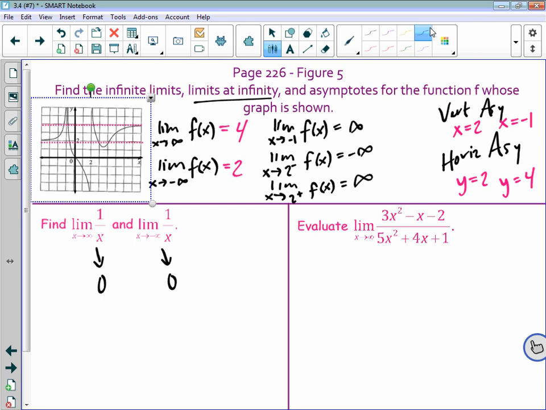Yeah, so it's x squared in the denominator and x squared in the numerator. So you don't even have to think about if it's the denominator or the numerator that you're trying to do the highest power of. Just divide everything by x squared. So divide all terms by x squared.